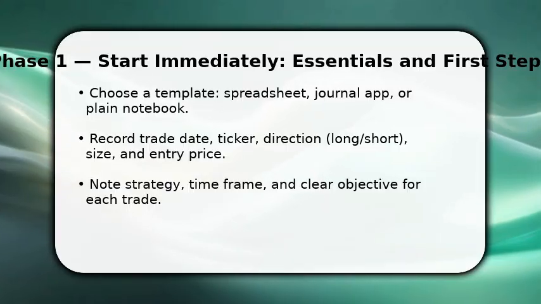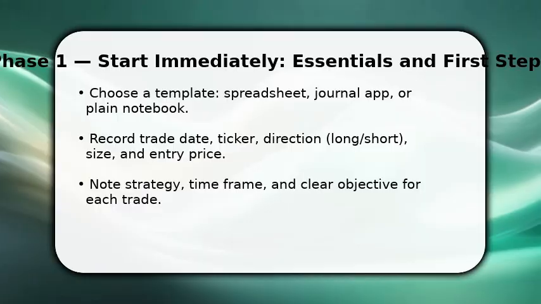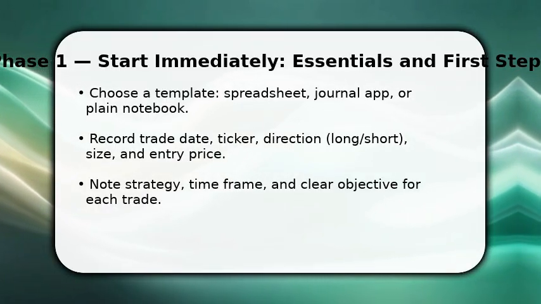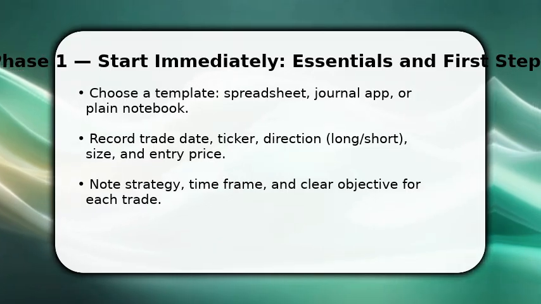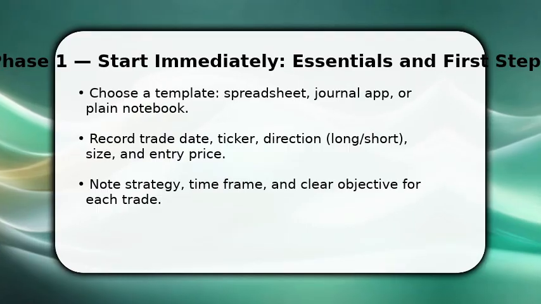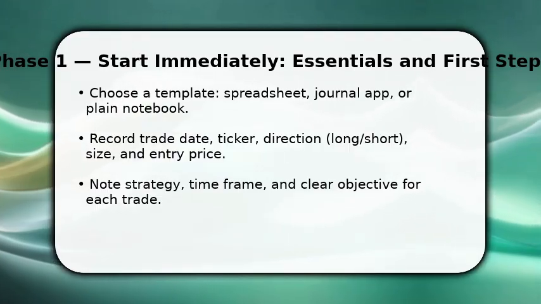You begin by opening your tracking tool and logging the first trade immediately. You don't need perfect formatting. Enter date, ticker, size, direction, and entry price so you capture the trade context. Add the strategy name and the time frame. This helps you group similar trades later.